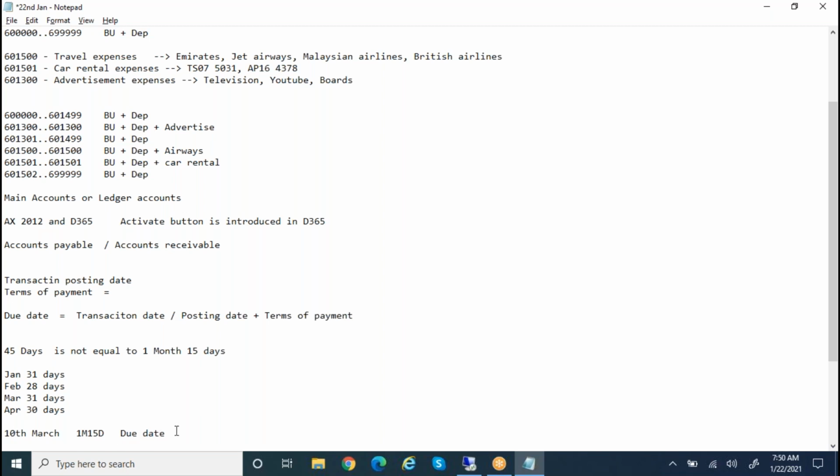Then the due date will be, can anyone help me, guide me? 1 month 15 days is the terms of payment. Then what is the transaction date? 1 month 15 days. 25th April. Agree with me? Exactly one month means it is 10th of April. Then 15 days means 25th of April.